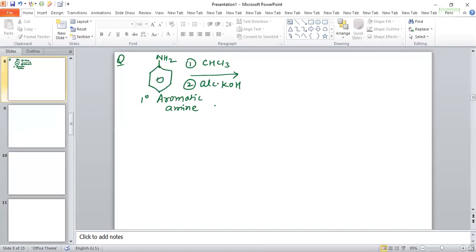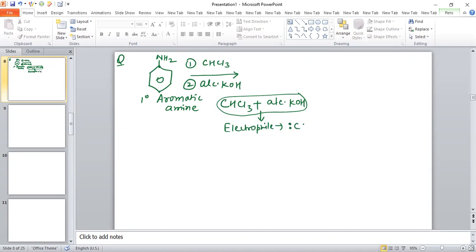We know which intermediate forms. Basically this mixture of chloroform and alcoholic KOH will form an electrophile, which is the intermediate, dichlorocarbene. So this is basically the intermediate formed in this reaction.